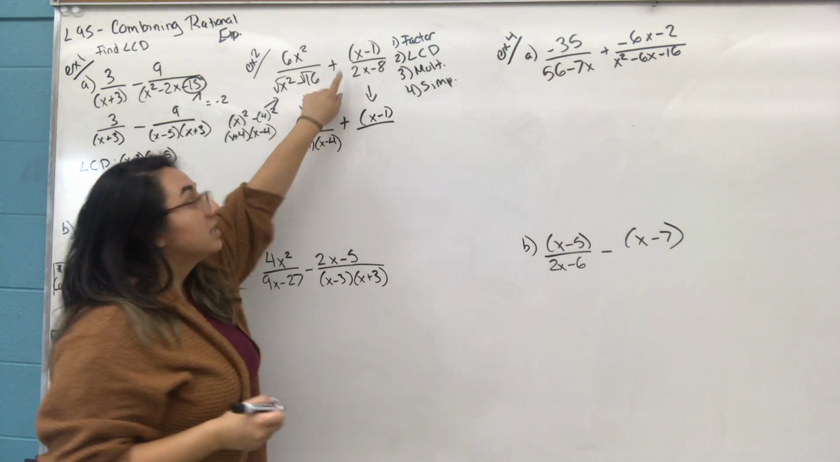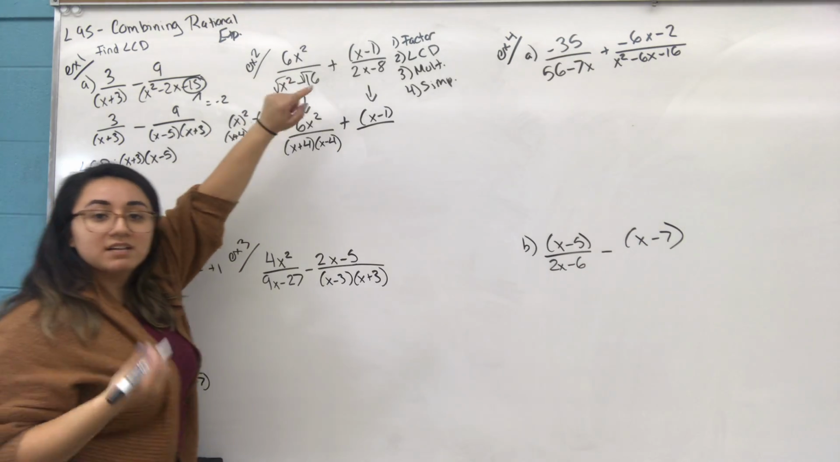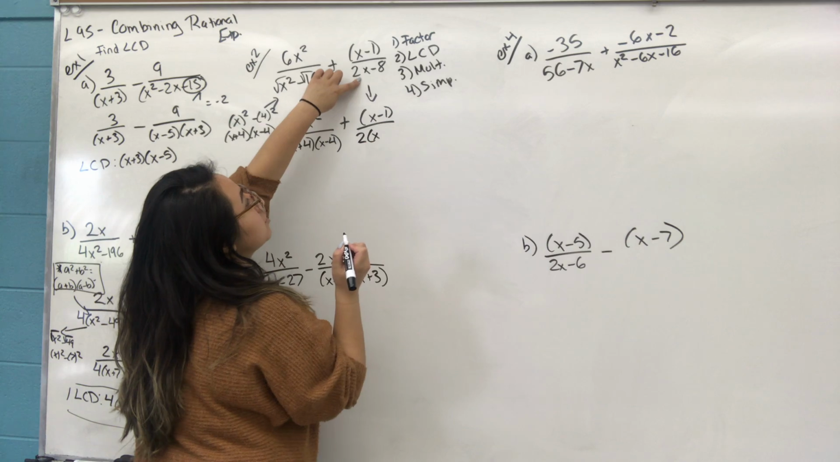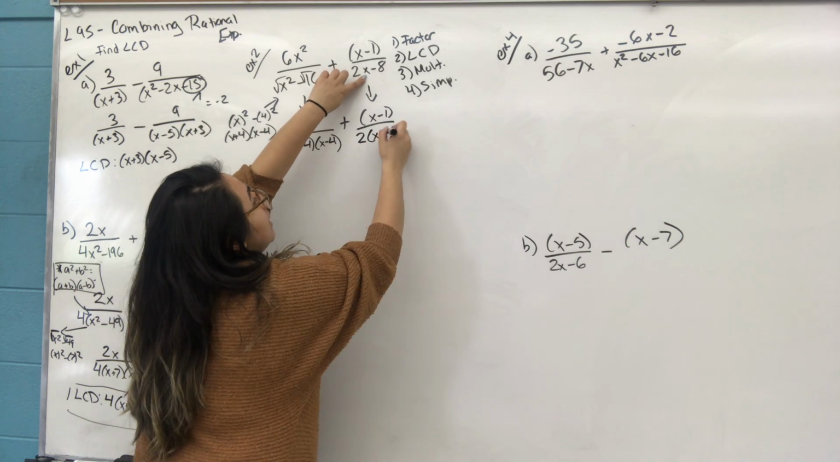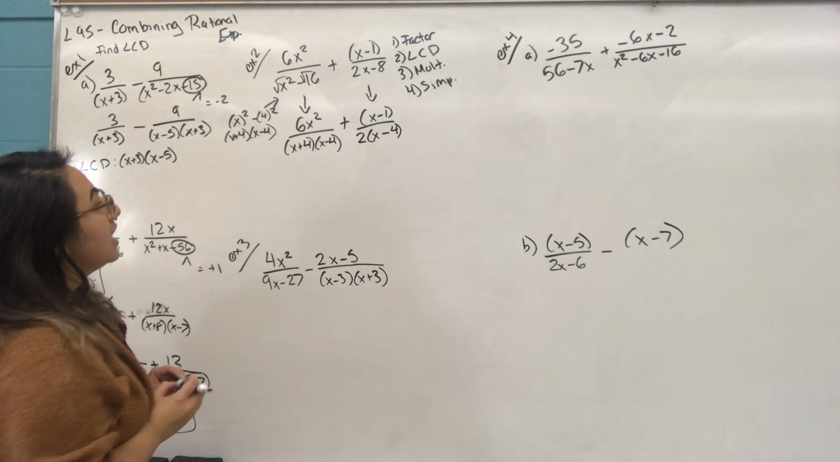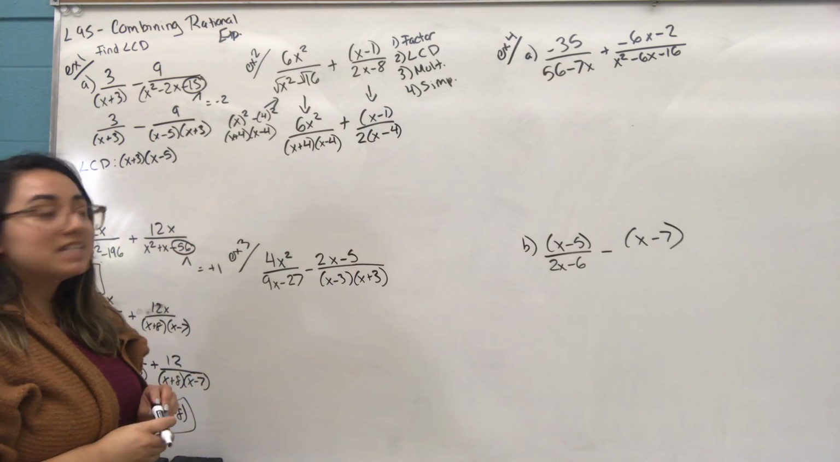2x minus 8. It's not a difference of two squares, but it looks like I can factor out a number. I can factor out 2. When I factor out 2, I end up with x minus 4. 8 divided by 2 was 4. Bring down the sign. Now, let's go ahead and find the least common denominator.